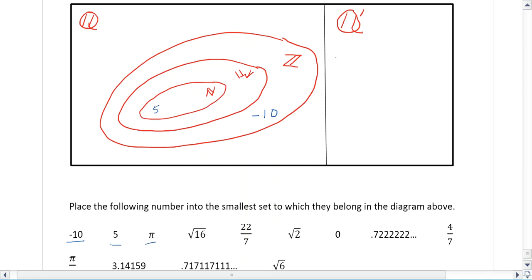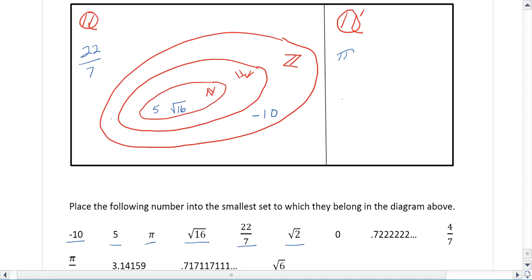Pi, we learned, we kind of know that. That is irrational. Square root 16, that is a perfect square. And since the answer is 4, square root 16 belongs in the naturals. 22/7 is a commonly used approximation for pi. It is not exactly equal to pi, it's very close, and we use it in calculations. But because it's just an approximation, that it's really close, it does belong in the rational numbers. Kind of a trick question.